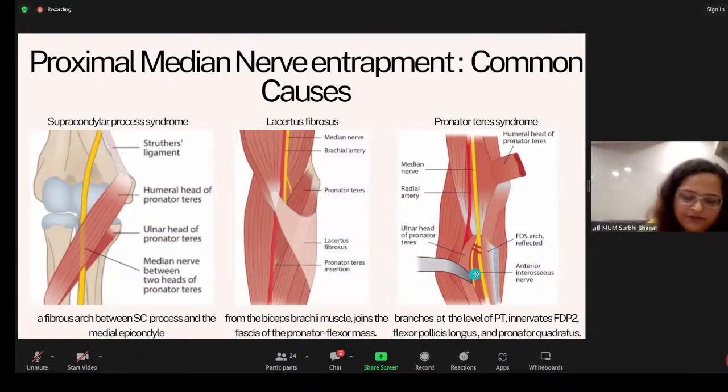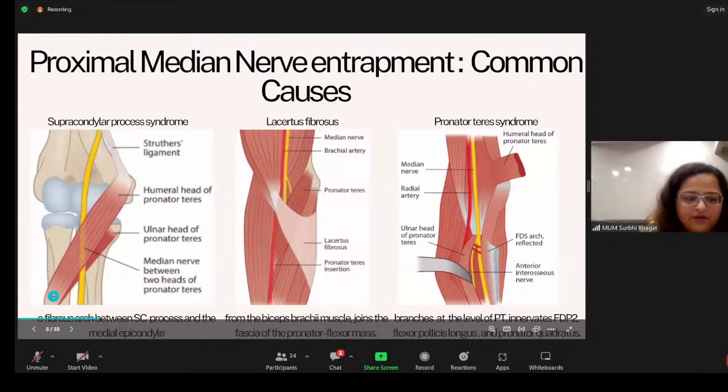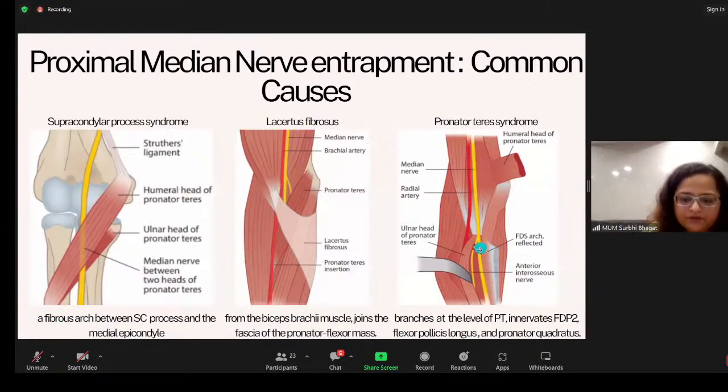If you remember, I showed in the earlier slide that it is a pure motor nerve. So here it lies on the ulnar head of the pronator teres. So the pronator teres muscle is very important. Okay, it has 2 heads, the ulnar head and the humeral head. The humeral head starts from the medial epicondyle here and attaches to the radius, and the ulnar head starts from the coronoid process of the ulna and goes towards the radius. So it lies in between the 2 heads, and it is a site for compression.